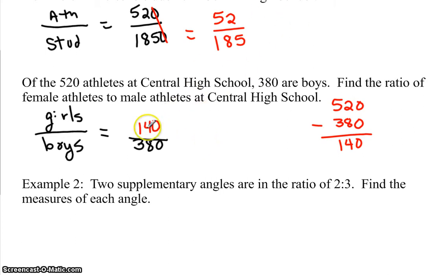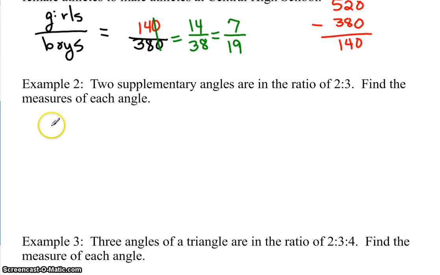Again, we need to simplify the fraction. So we're going to divide both numbers by 10, and that gives us 14 over 38. But this can be simplified as well. 2 divides into both 14 and 38, so we can simplify this to 7 over 19. So this says for every 7 girls that are athletes, there are 19 boys that are athletes. Now we're going to take this and actually apply it into a geometry problem. First off, we have some very important information.